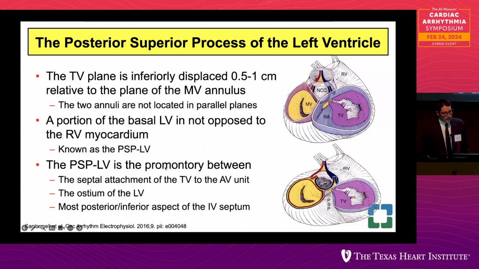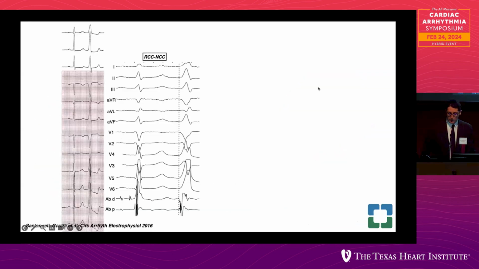So the posterior superior process of the left ventricle is a promontory. In other words, it's like a triangular space that is bounded by the septal leaflet of the tricuspid annulus and the mitral annulus here, the ostium of the left ventricle, and the non-coronary cusp on the most cranial side. Why is that important? Because in some cases of inferior septal PVCs, you cannot directly eliminate them with an intramural approach from the LV side.